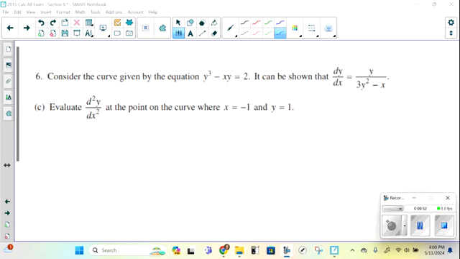Anyways, 6c tells us, evaluate the second derivative, d2y over dx2, at the point on the curve where x is -1 and y is +1. I'm not going to get ahead of myself. Let's do this. And then there's going to be something that we already did that we're going to pull back in that's going to save us work. All right. First off, let's take a look at the first derivative. And I need to take the derivative of the first derivative to get the second derivative.